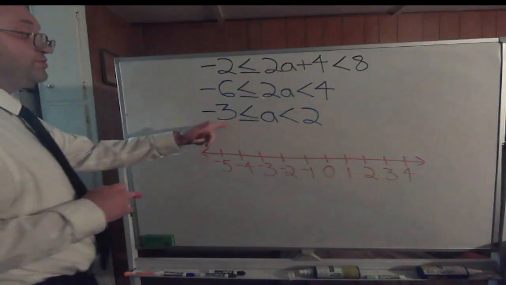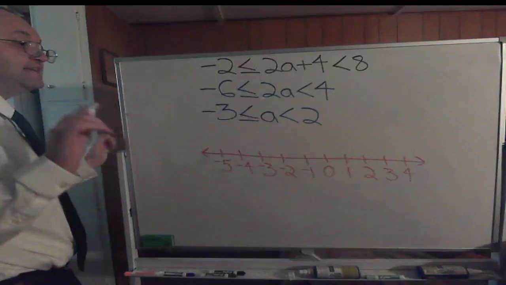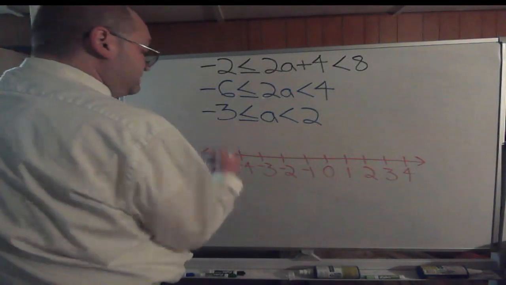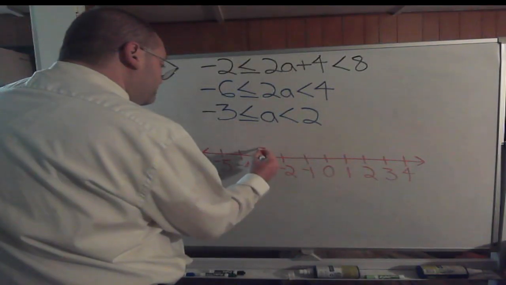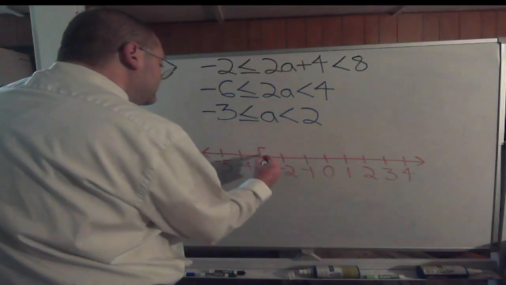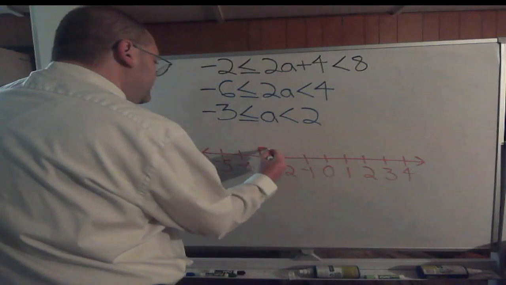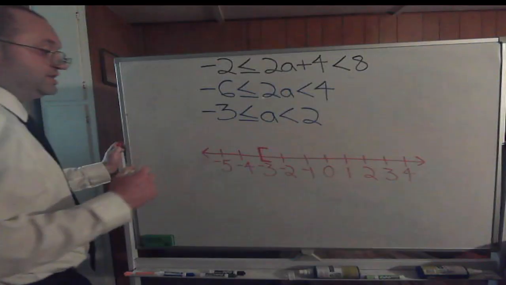So -3 is less than or equal to a. Since it's less than or equal to a, it gets a bracket. And since it's the first number, to the left of the a, the open part of the bracket will face to the right, because we want to include -3 in the solution, since it's less than or equal to a.